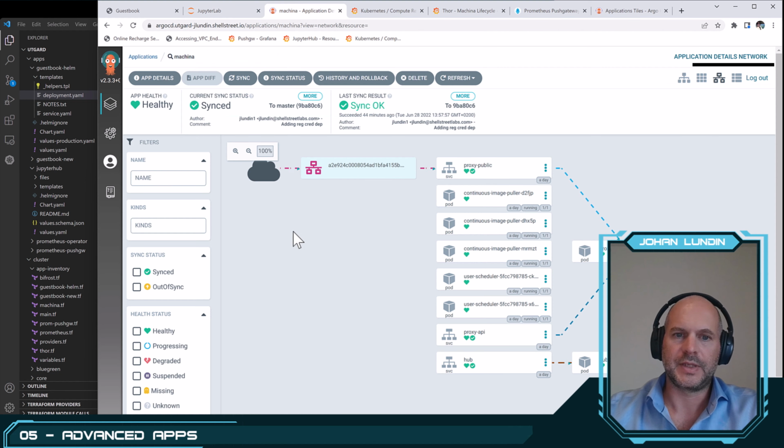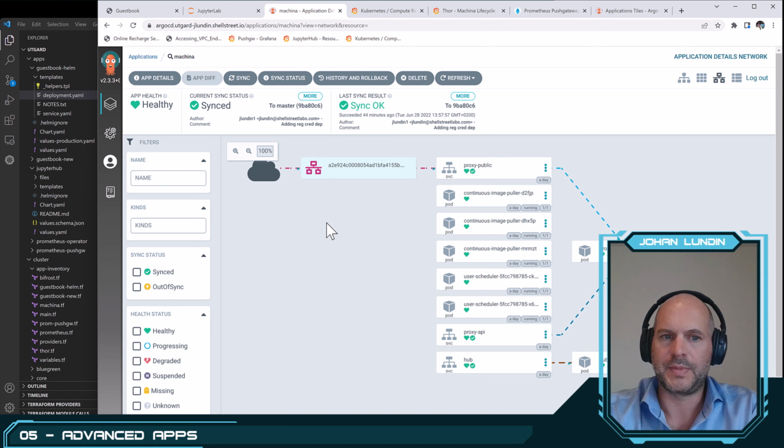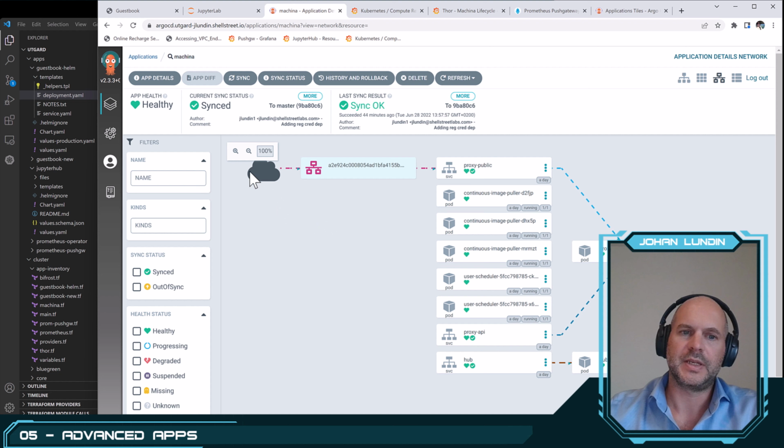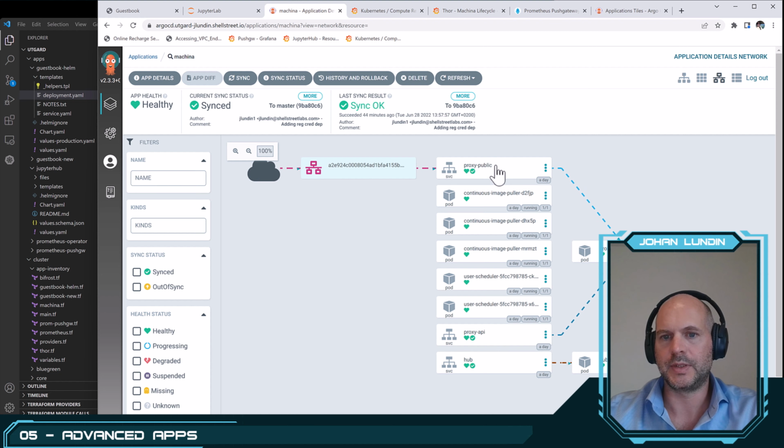If we look at the application in Argo CD, we can see the architecture of the application, where we enter the application from the cloud, we go through a load balancer, and then we go into a system of a proxy accessing the hub or user-based pods that are running in the background.